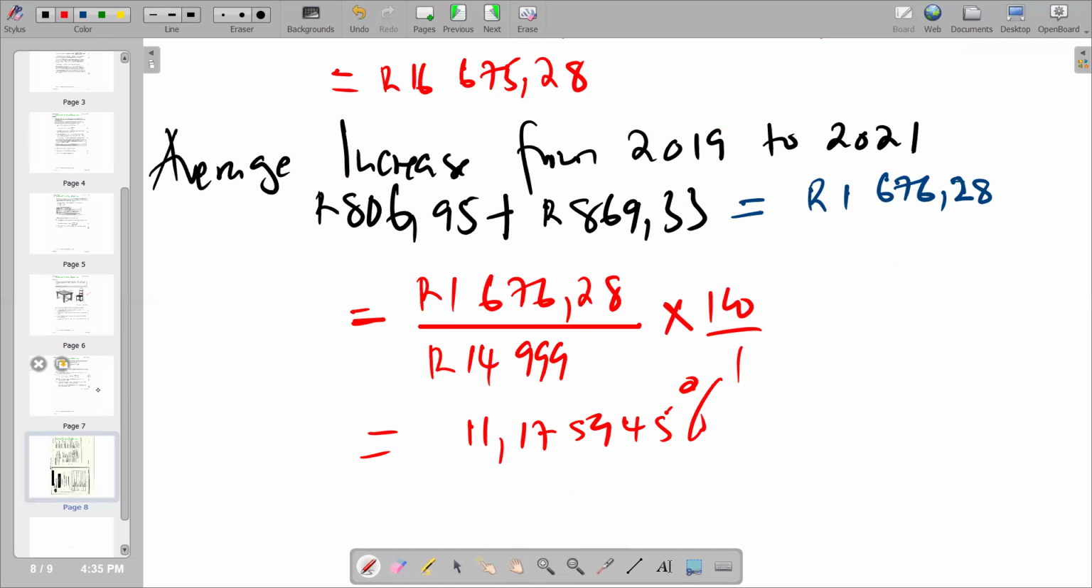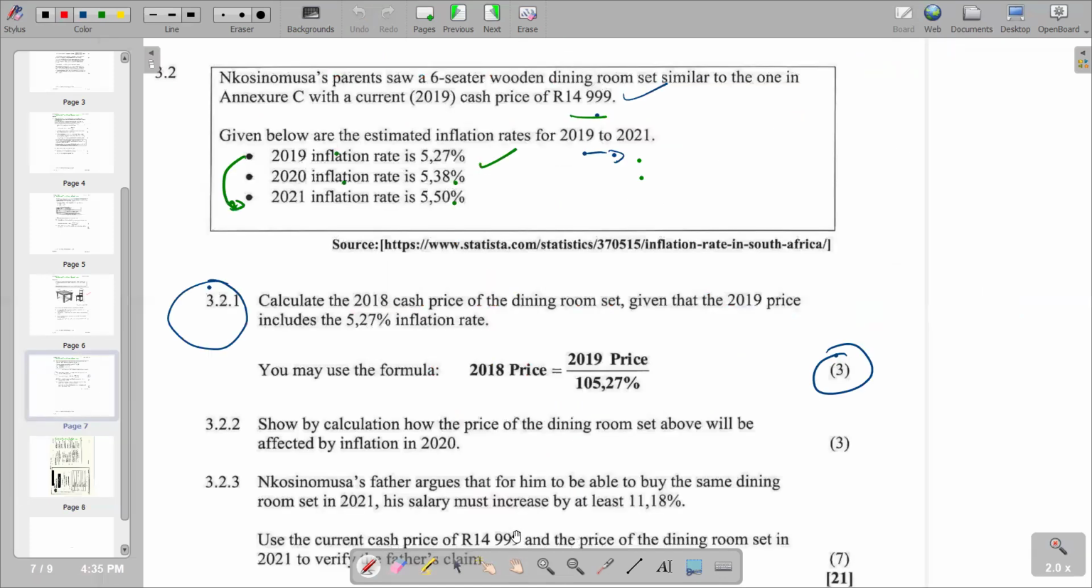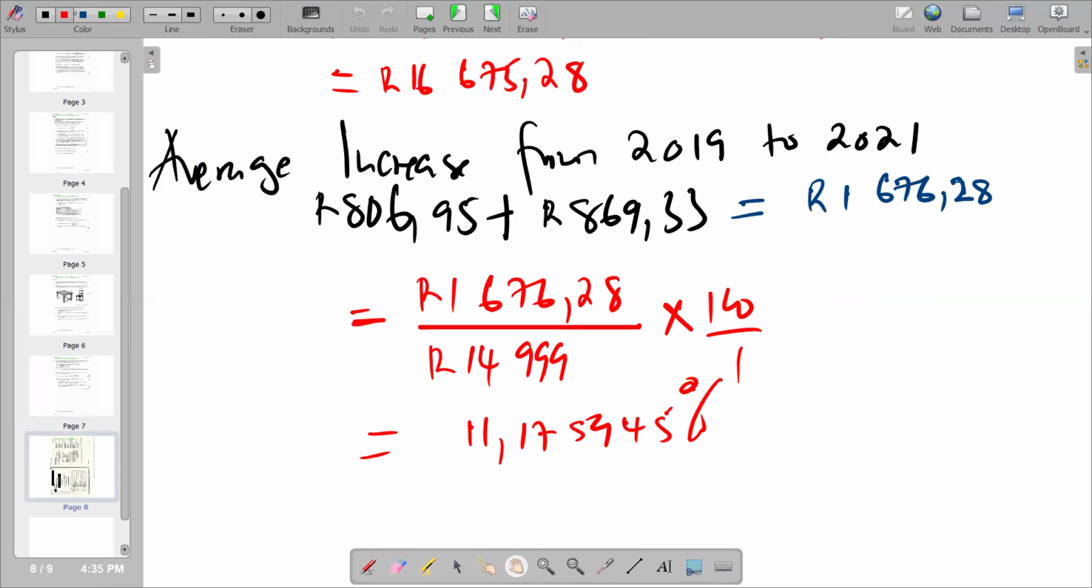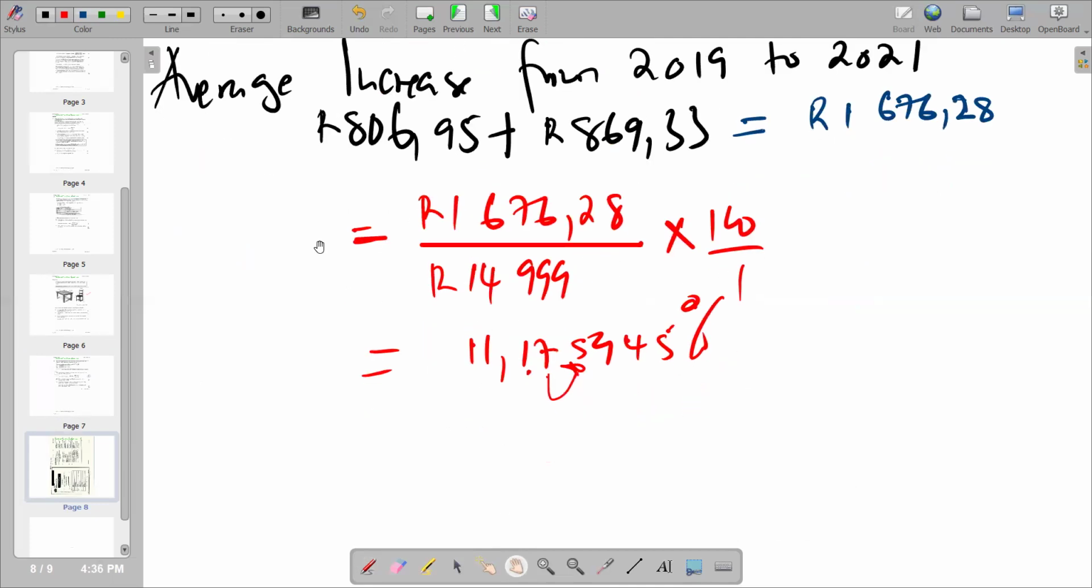Let's refer back to the instruction of the question. We are not given instruction in terms of rounding off, but we can round it off to 2 decimal places. So we check the figure that we have, 5. It's going to change our 7 to 8. So we are going to have it as 11.18%. So this is going to be the final answer. So thank you for listening, and we'll meet again in the next video.